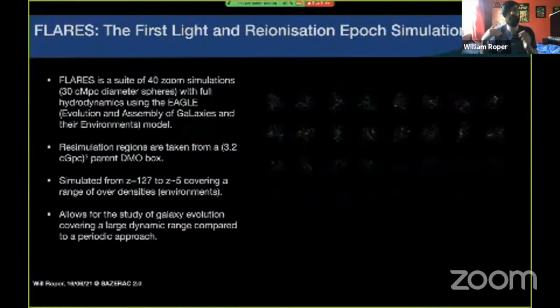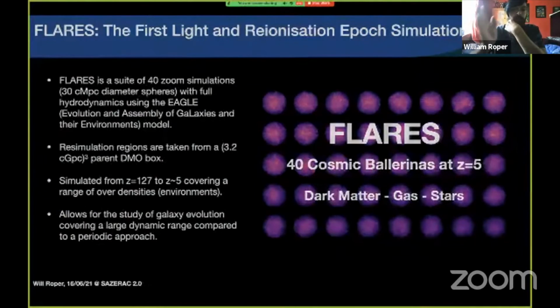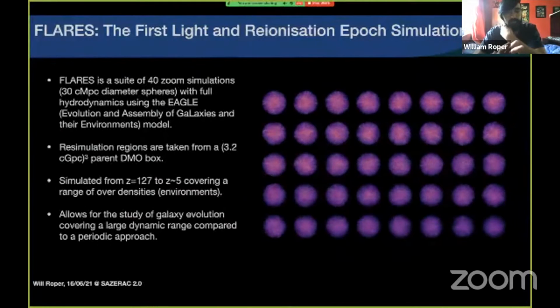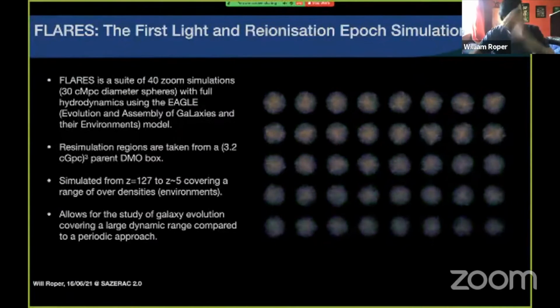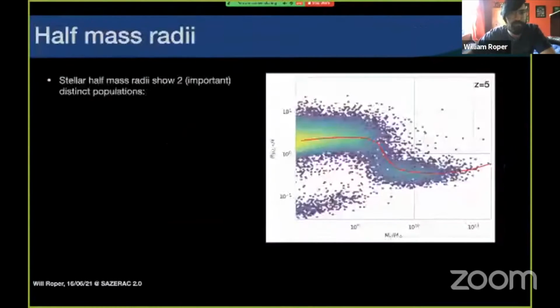What this approach allows us to do is cover a really large range of overdensities, from the extremely overdense regions, which we focus on in FLARES 1, up in the top left of this little animation, right down to the really underdense regions, which are down in the bottom right. So anyway, with that primer out of the way, on to sizes.